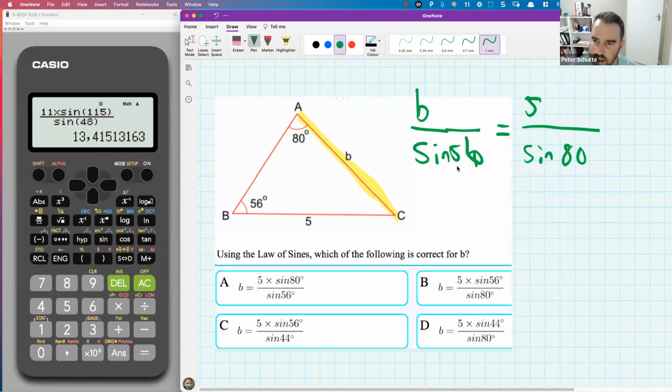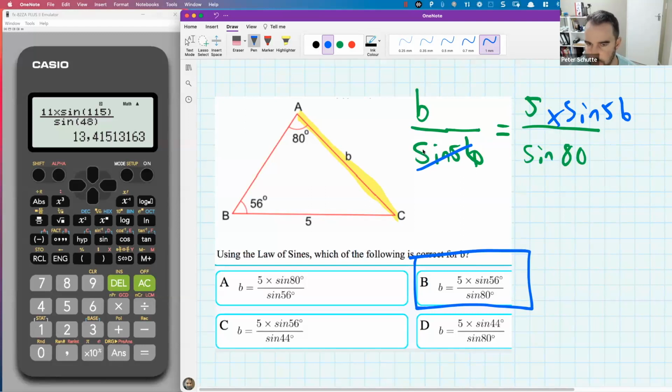So what do we get? Everyone seems to be saying B. I agree. B is the correct answer. And so we get B, because the sine of 56 basically moves from here and becomes on that side. What I did was there was a sine of 56 at the bottom, and those two get cancelled, and then this sine of 56 reappears on this side. And so there's my 56 over here, here's my 5, and there's my sine of 80.